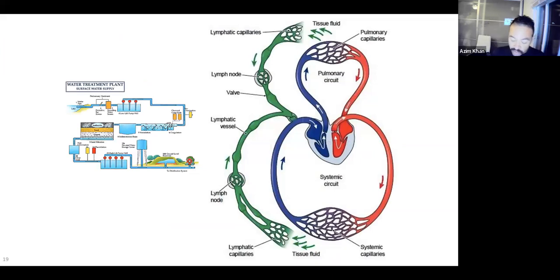So just like a water treatment plant, our lymphatic system absorbs excess fluid. Take a look at this diagram over here. Let's start in the left ventricle. Fluid gets pumped out of the heart, out of the aorta, to the systemic arteries, we branch to arterioles, to capillaries. Most fluid will keep going, but some fluid leaks out.